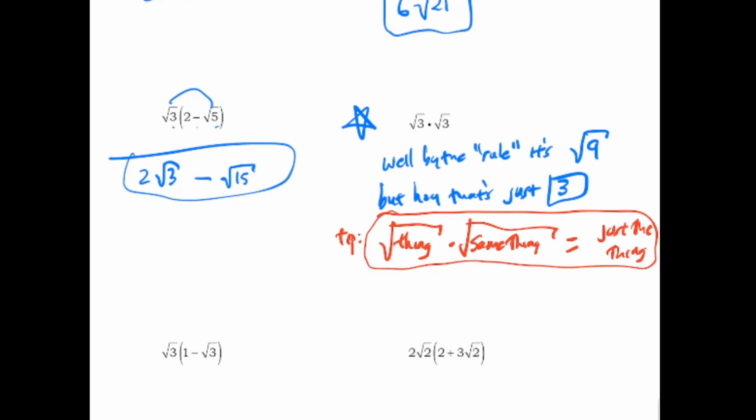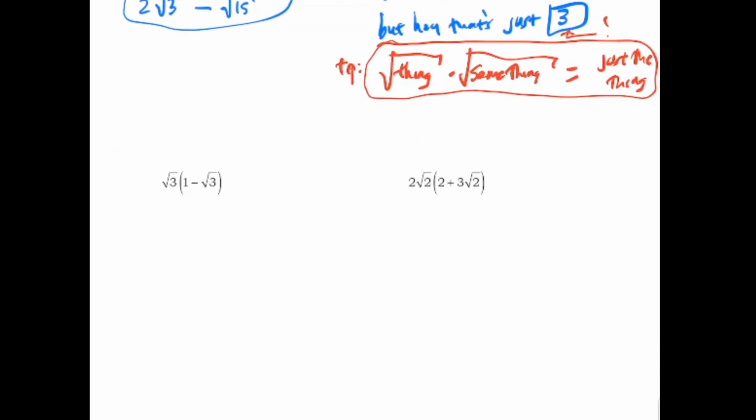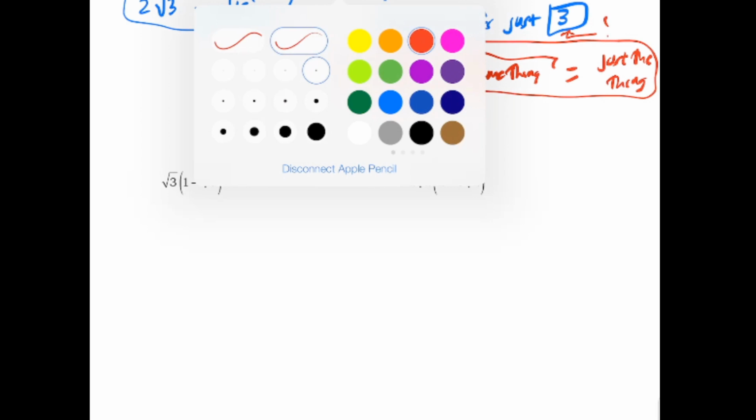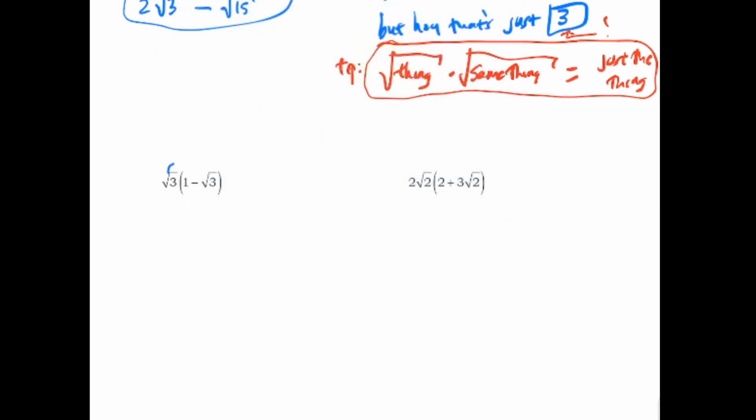Root 3 times root 3 is just 3. Okay, that'll come up a lot. It comes up more often than you'd imagine. So it's going to come up right here in this next problem where we have some more distributing to do. So you multiply the root 3 times 1. Anything times 1 is itself, right?